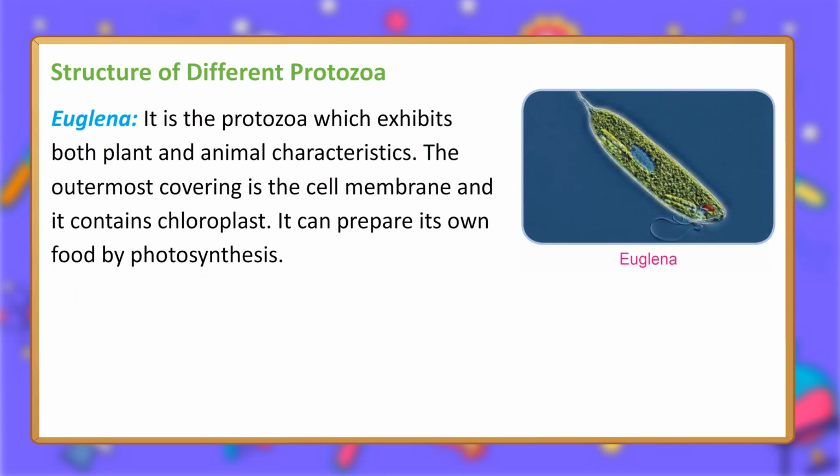Euglena. It is the protozoa which exhibits both plant and animal characteristics. The outermost covering is the cell membrane and it contains chloroplast. It can prepare its own food by photosynthesis.